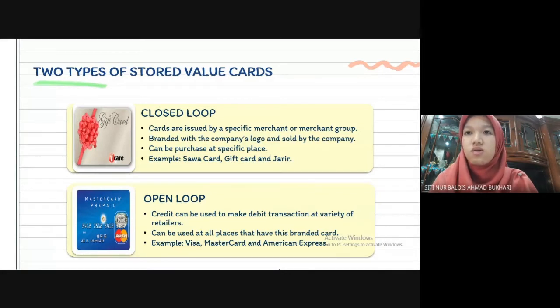Okay, the second type is open loop. Open loop ni credit card can be used to make debit transaction at variety of retailer. Lepas tu can be used at all place that have a branded card seperti Visa, Mastercard and American Express.